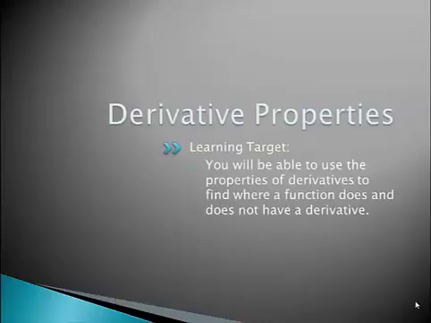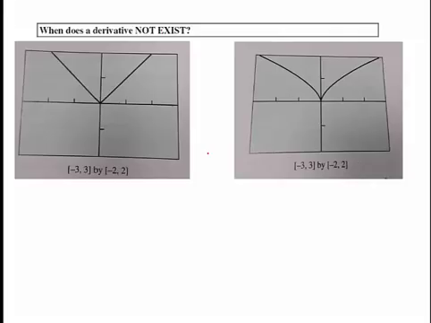Why waste our time on all that work about f of x plus delta x minus f of x all over delta x, do the math, then plug in 0 for all the delta x's so we can take the limit, if it's not possible in the first place? So let's take a look at some of these examples. We need to talk about when a derivative does not exist.